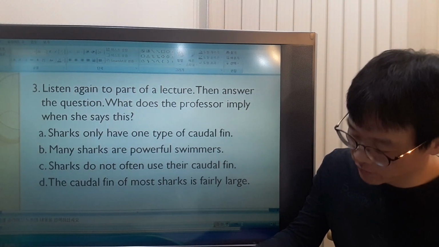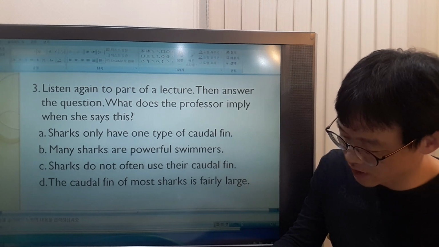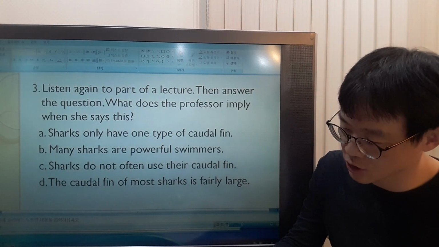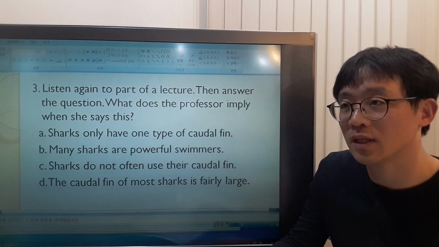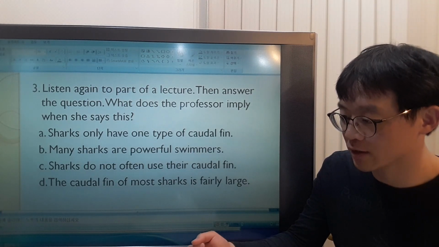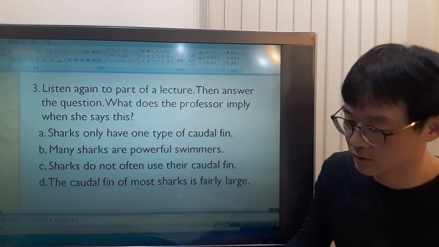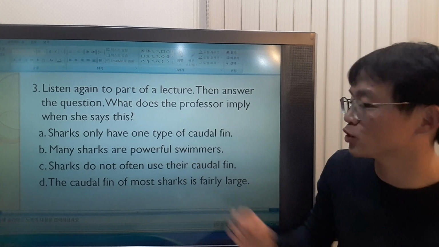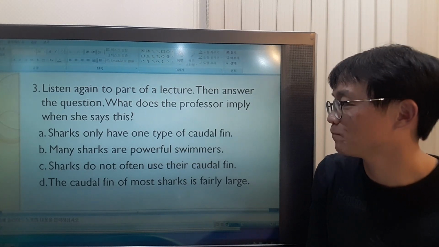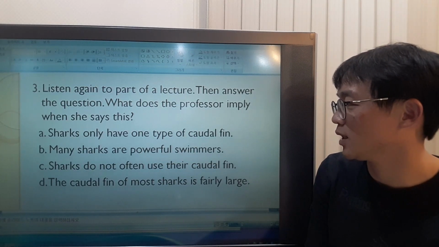What is said right before? Usually in these fins, the top fork has cartilage, which gives it more strength. So what does it imply then? They have more strength. Sharks have more strength. So what is the answer? Many sharks are powerful swimmers. This is the answer. Okay?